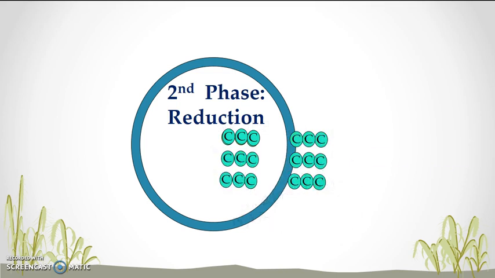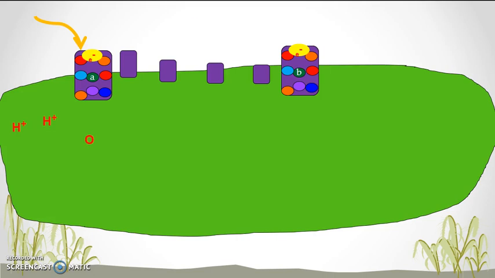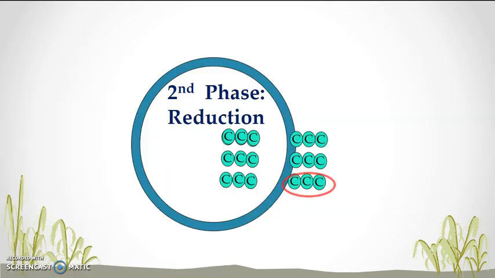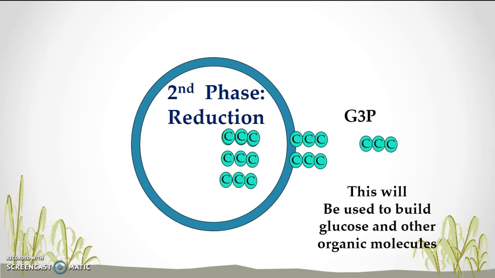To refresh your memory from the light reaction, the ATP and NADPH were made from that. What's produced here is 6 molecules of G3P. That 3-carbon molecule is called G3P, and it's the main building block for all other organic molecules. G3P will be used to build lipids and larger carbohydrates like starch, cellulose, and glucose. You can see there are 3 carbons right here, and this is where the name C3 photosynthesis comes from.